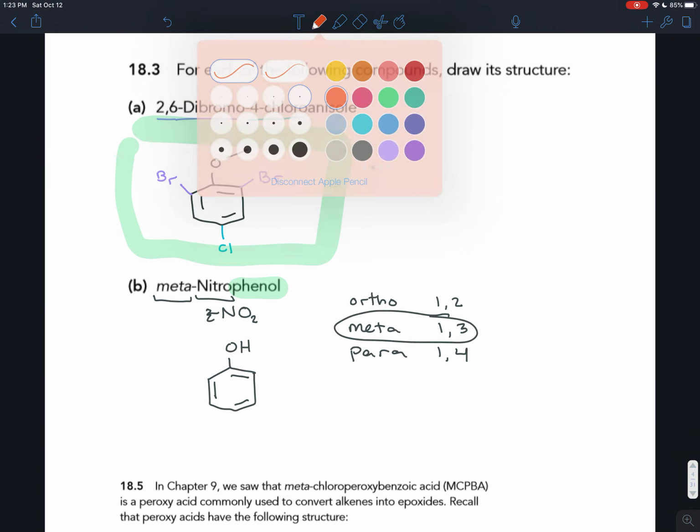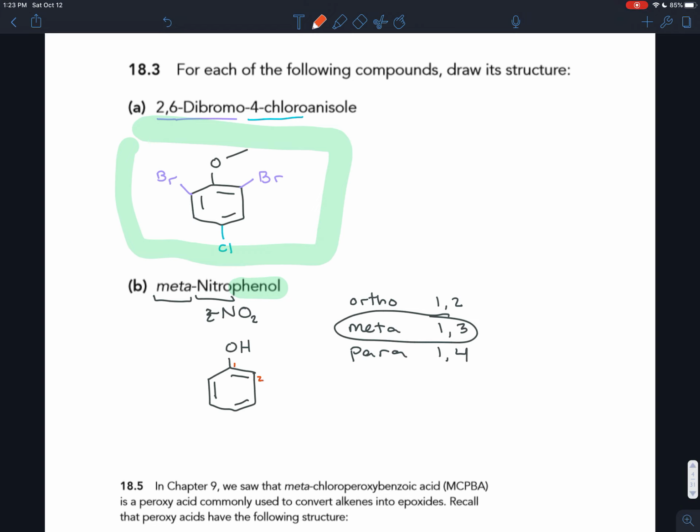So if we number this, and you could number it however you want, I'm going to number it clockwise. Then coming off of carbon number 3, we will have the nitro group. And that's all there is to this one. That molecule is meta-nitrophenol.